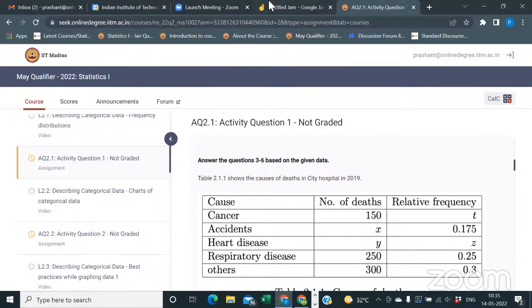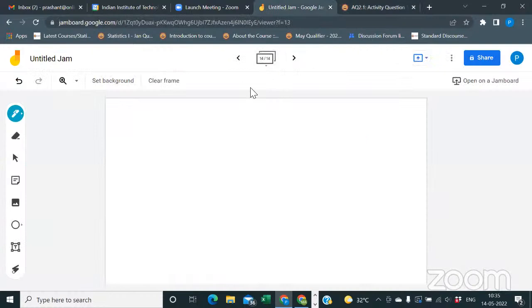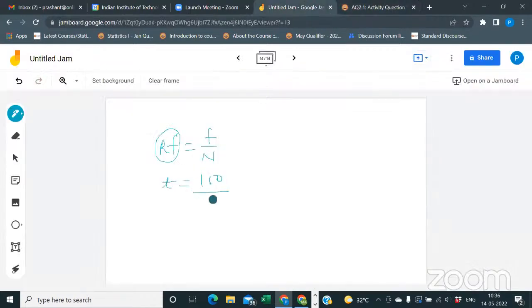If you know the relative frequency formula, relative frequency is nothing but the frequency divided by the number of observations. Your relative frequency is T. Frequency is given, 150. And N you don't know, so first you have to calculate N. So from this formula, can I calculate it as frequency upon relative frequency?